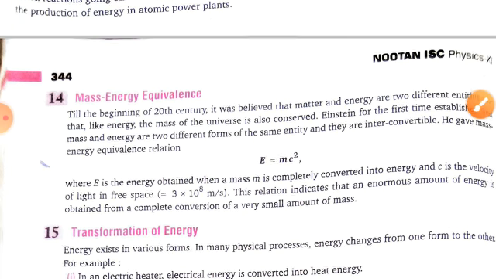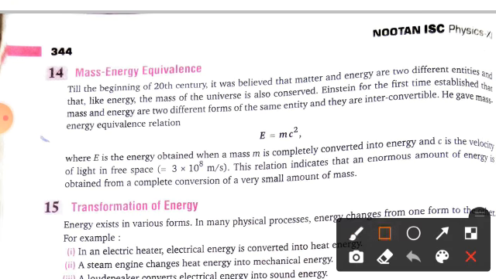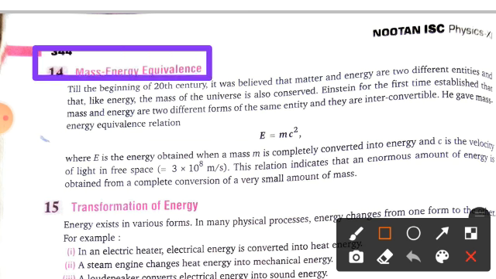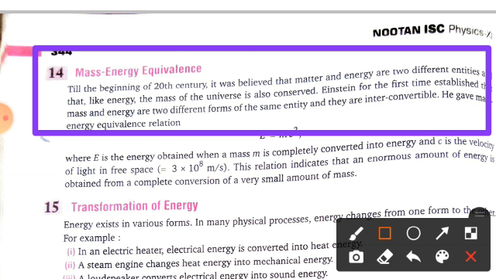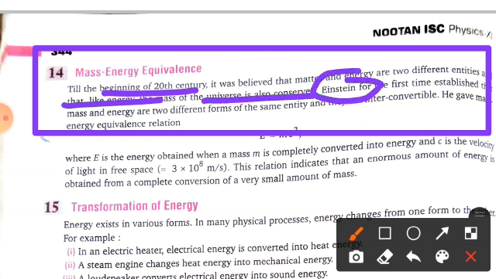Clear? Now we will move to our next topic, which is the mass energy equivalence relation. You can see here this thing we are going to discuss now. Till the beginning of the 20th century, it was believed that matter and energy were two different entities, and that like energy, the mass of the universe is also conserved. Now, who defined it? Einstein for the first time established that mass and energy are two different forms of the same entity and they are interconvertible.